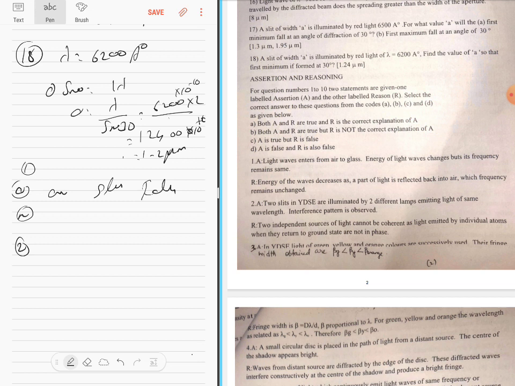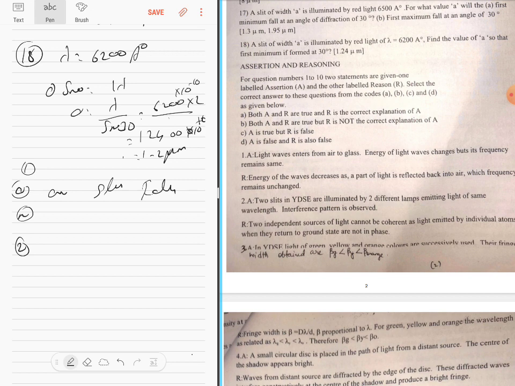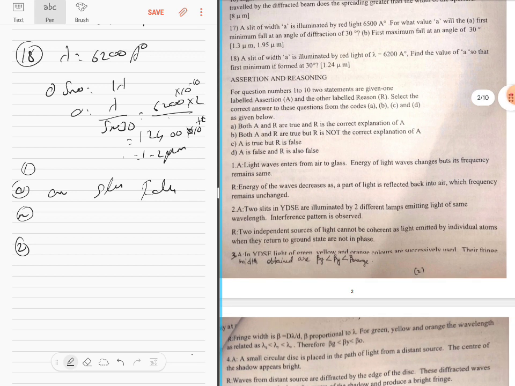Two independent sources of light cannot be coherent, as light emitted by the individual atoms when they return to the ground state are not in the same phase. Yeah, this is the reason. They'll ask you the reason, and this is the reason why two independent sources of light cannot be coherent. Okay, this is the explanation that you have to write. Just remember that.